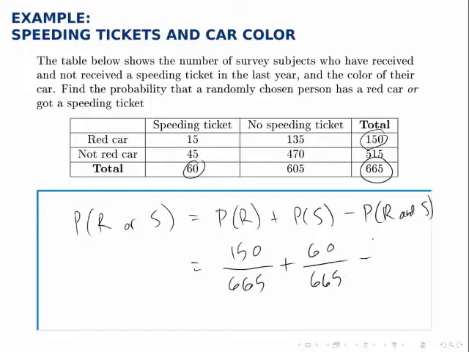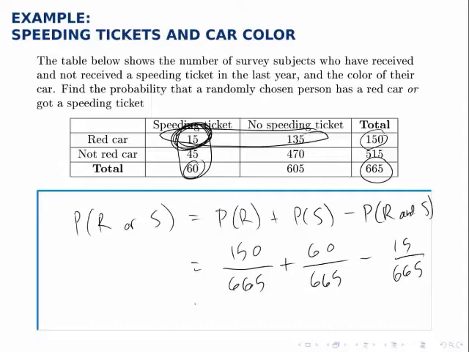And then we need to subtract off the overlap, those with a red car and a speeding ticket. Because what we've done is we've added up this row and this column, which double counted this overlap, the overlap of 15. So we need to subtract off 15 out of 665. Again, we could also do this problem by adding up, for instance, those with the red car, and then only adding on the extra ones that we need, the people who got a speeding ticket but didn't have a red car. Or we could add up this column of speeding tickets and then simply add on the extra people who had a red car without a speeding ticket.